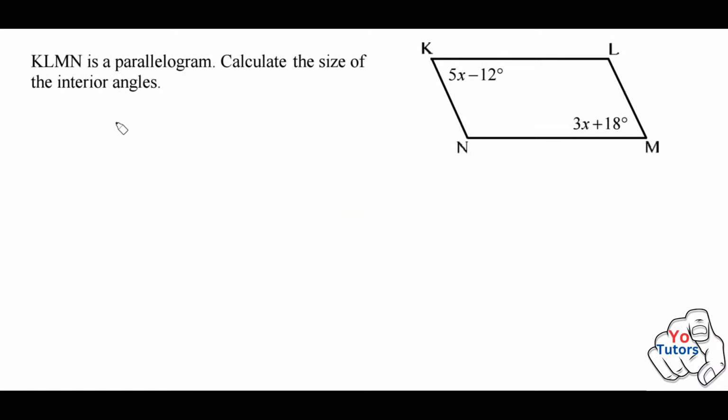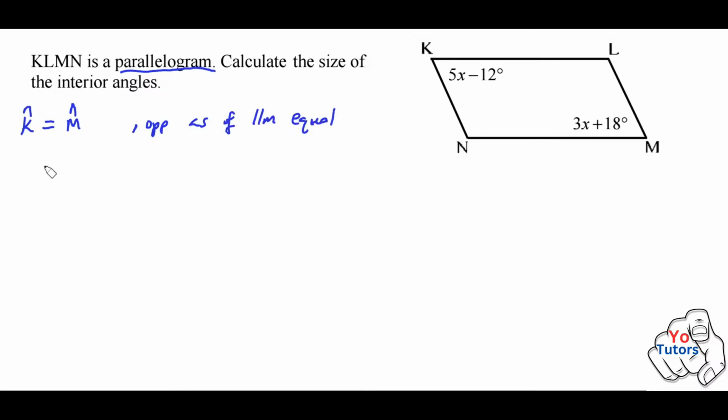Looking at this shape here, we're told that KLMN is a parallelogram. We're asked to calculate the size of the interior angles, the same question again. To start, we say K is equal to M. Why? Because opposite angles of a parallelogram are equal.